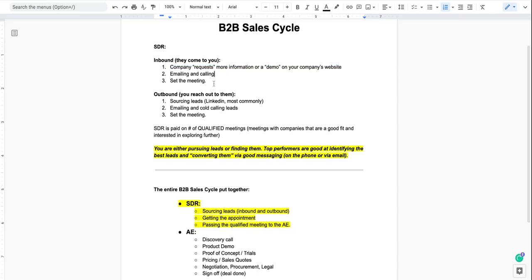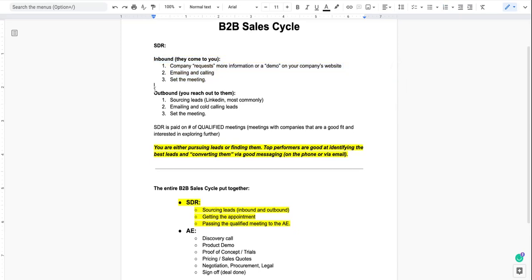And so these are inbound leads. And you usually get a meeting through a variety of emailing and calling, and then you set the meeting. And I'll go into what this process of emailing and calling looks like in a later video, but for now I want you to understand that there are inbound leads, and those are some of the types that you'll be dealing with. The other types are outbound leads.